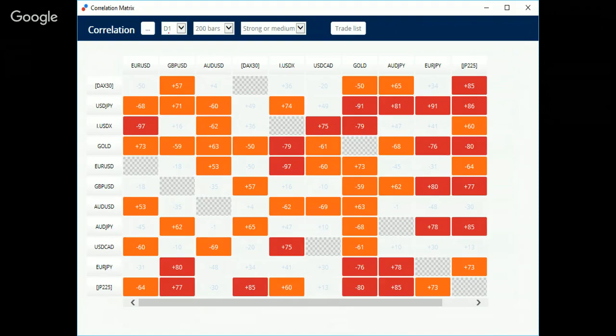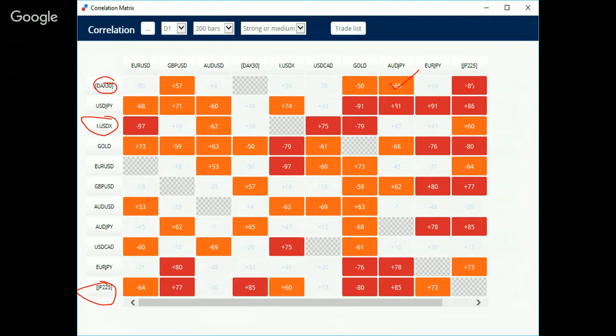Look at this correlation, daily 200 bars. Okay, guys, this is the Nikkei index, Japanese 225. This is the dollar index. This is the DAX. Okay, guys, watch correlation with yen pairs. Look at this. Aussie yen 65 daily correlation. Dollar yen. Watch this, guys. DAX and Nikkei plus 85. Equities go together in correlation.